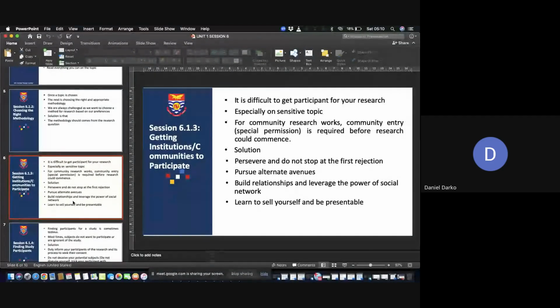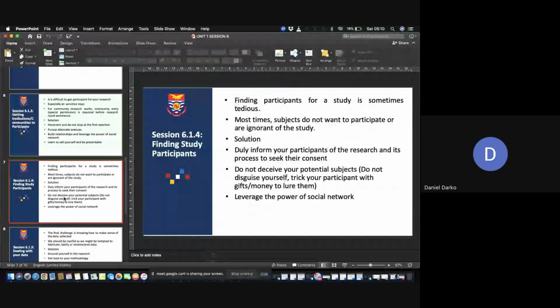Okay. Again, learn to sell yourself and be presentable. Look good. Dress neatly. Dress to blend with them, not to look like a god or a demigod, undermining them. When you do that, they will not participate. They will think you are too known.